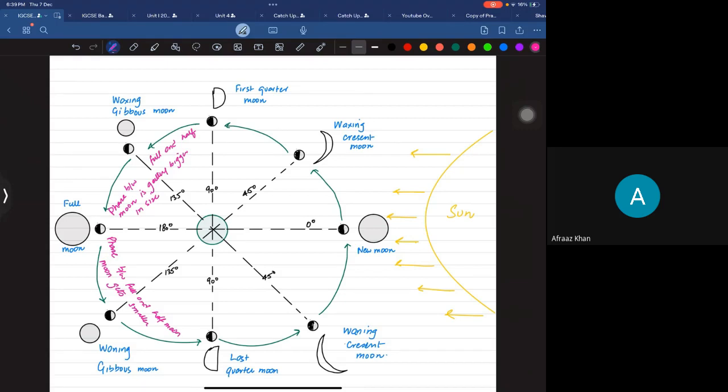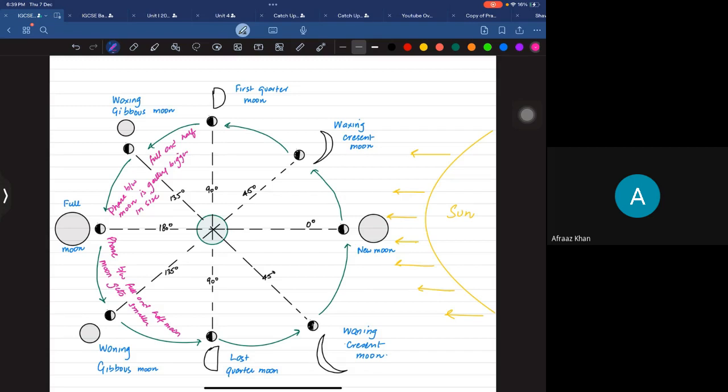Now in your course, the only thing we need to remember is the names of this and the way I've drawn them. Otherwise, you don't need to know anything else. Everything is good.